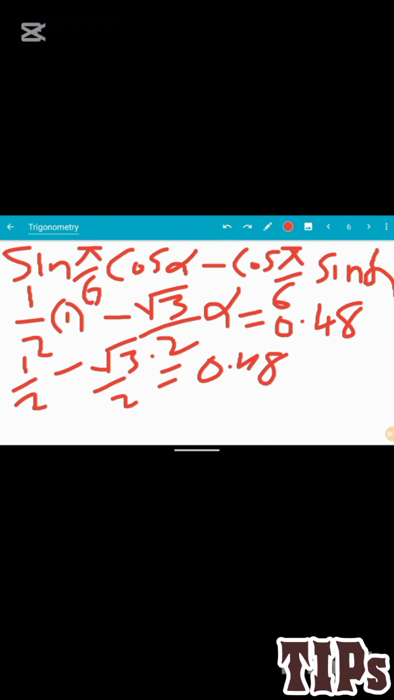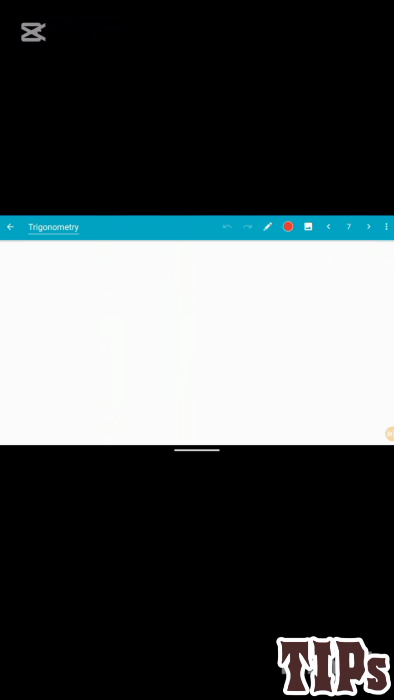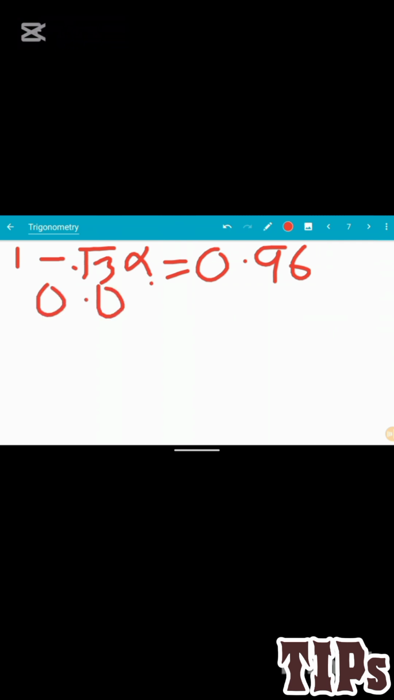Our alpha is here. So why can't we multiply everything by 2 and see what we get? So we have 1 minus root 3 multiplied by the alpha. This gives us 0.96. By collecting the like terms, we will have 0.04 is equal to 1.732 alpha. So don't forget, our alpha must be in radian.